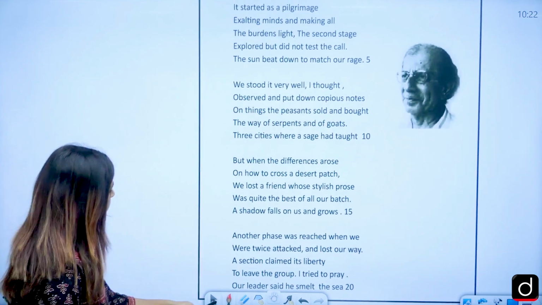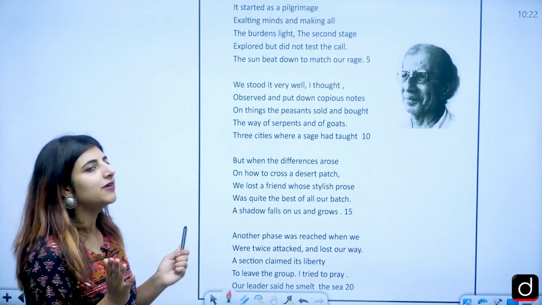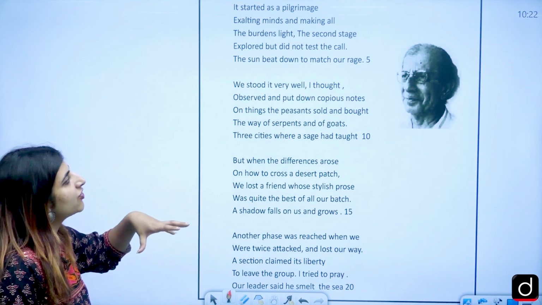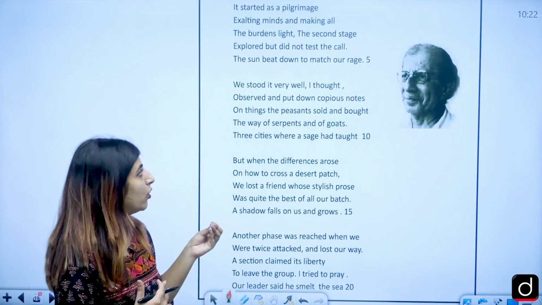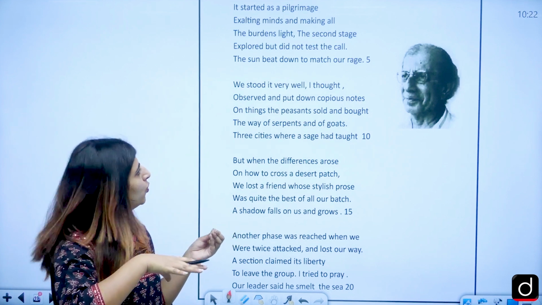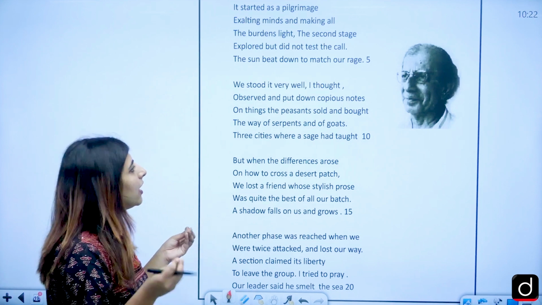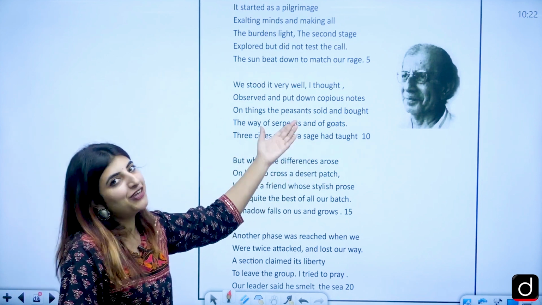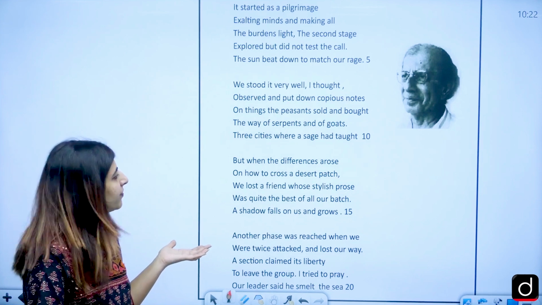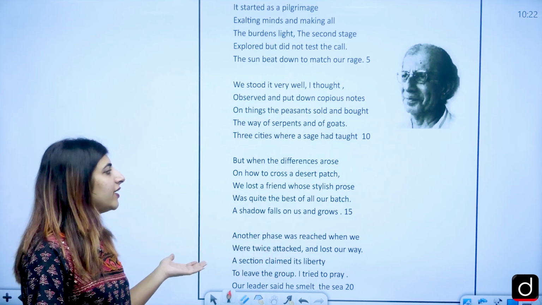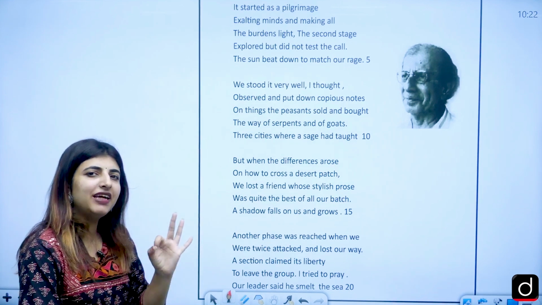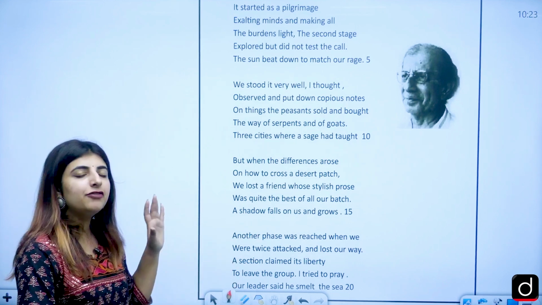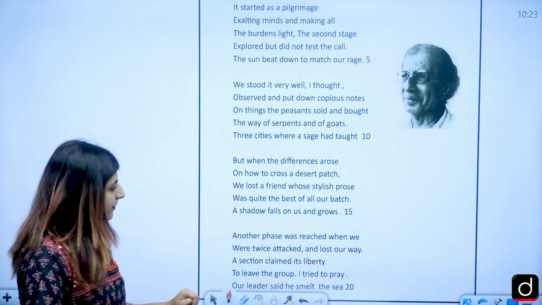It started as a pilgrimage, exalting minds and making all the burdens light. The second stage explored but did not test the call. The sun beat down to match our rage. We stood it very well. I saw it, observed and put down copious notes on things the peasants sold and bought, the way of serpents and of goats. Three cities where a sage had taught, but when the differences arose on how to cross a desert patch, we lost a friend whose stylish prose was quite the best of all our batch. A shadow falls on us and grows. Another phase was reached when we were twice attacked and lost our way.